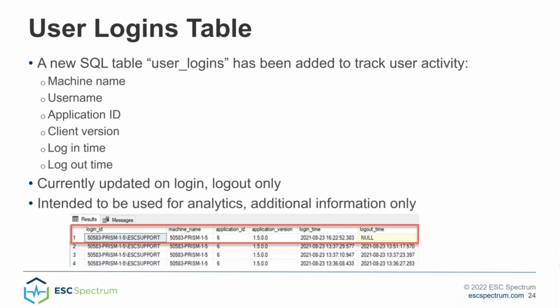We've also added a user logins table. So this is more of an internal or IT infrastructure kind of thing, but we have added this SQL table that will track anytime anyone has logged in or out of any Prism application or module or anything like that. It also tracks the version they're using and the user ID of who logged in and out. It's really for analytical information only. We don't use it anywhere in Prism, but that data is now available.